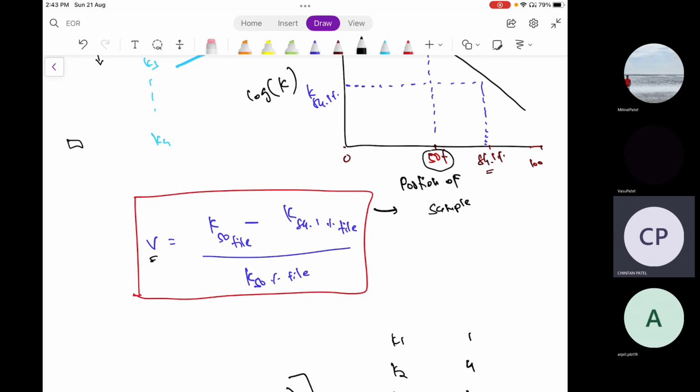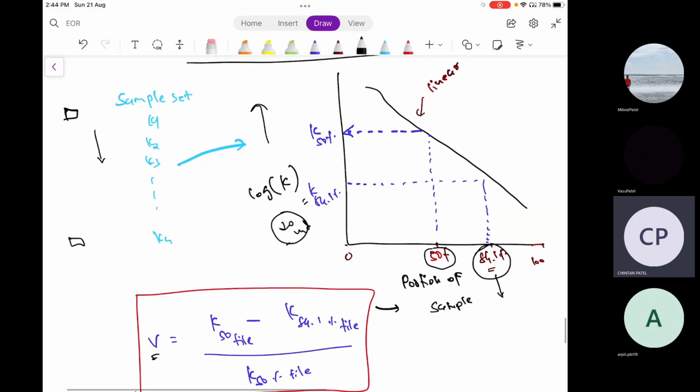So I hope you know how to calculate a percentile. It simply means, let's say this value is 20 millidarcy. Then 84.1 percent of my data are less than this value. Okay, 20 value.